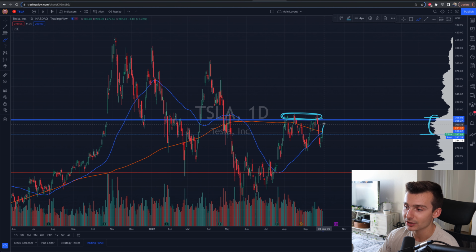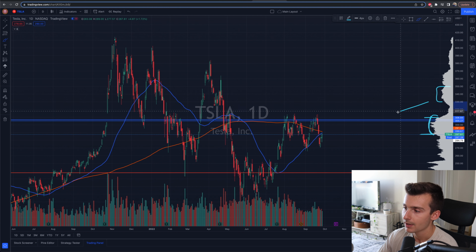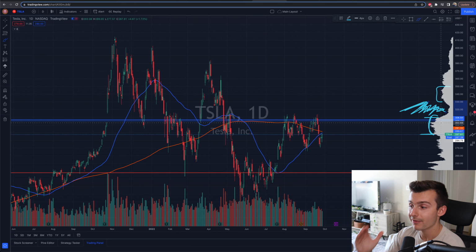If Tesla can actually break it at some point, we can look to that volume profile and ask, where is the next area of substantial volume exchanged? That's actually going to be up here around 330 up to about 350. That's going to be our next bigger area of volume. But look at this gap. There's a volume gap in here, from about 310 up to about 330.